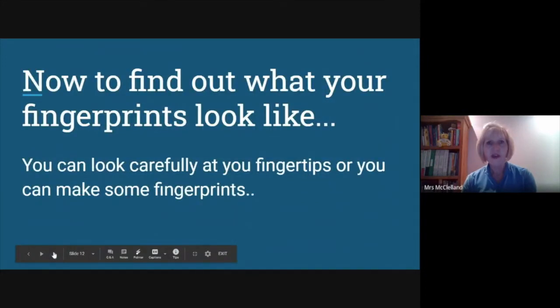Now, to find out what your fingerprints look like, the first thing you can do is actually look at your fingerprints. You can look at your fingertips and look really, really carefully. You might have a magnifying glass at home which could help you do this. Or you can make some fingerprints and then you can study them to see if you can spot the pattern. There's different ways you can do this, so let's have a look at those.